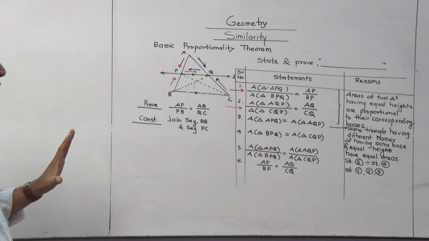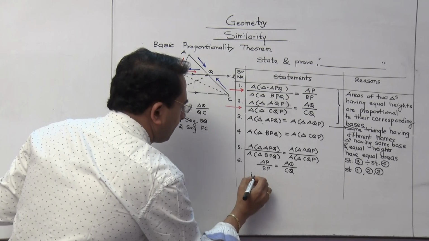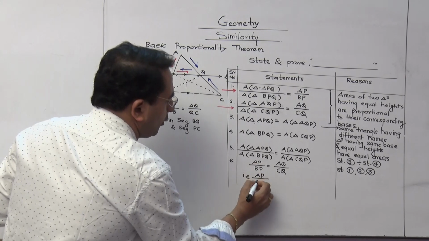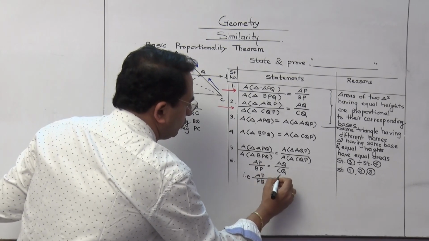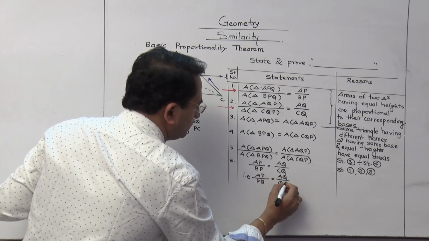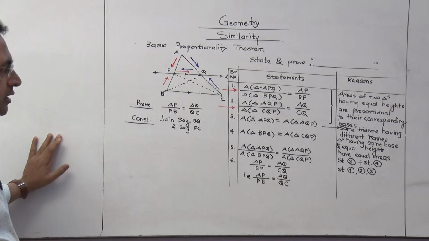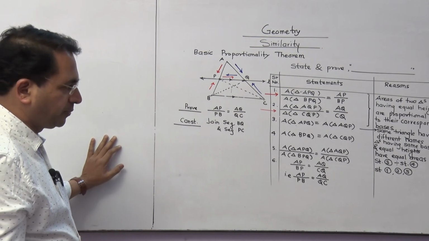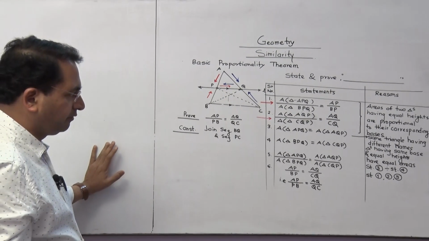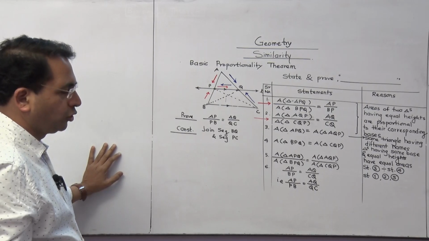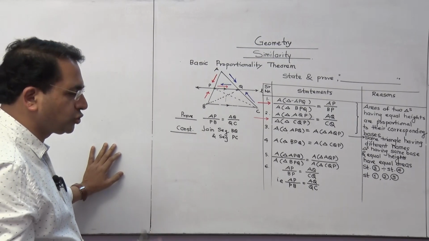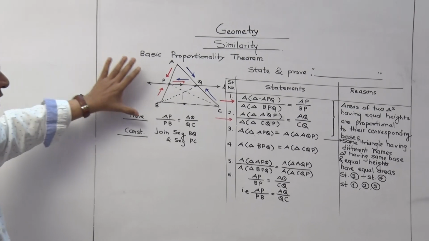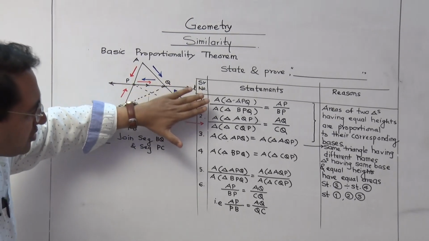So we are going to write down this proof, and now we have to write the statement which you finally require: AP upon PB is equal to AQ upon QC. This is what we call the basic proportionality theorem. In this particular chapter, we are going to have two theorems. Normally they ask one out of these two. One is this basic proportionality theorem, which in short we call BPT. Please stick to this approach.